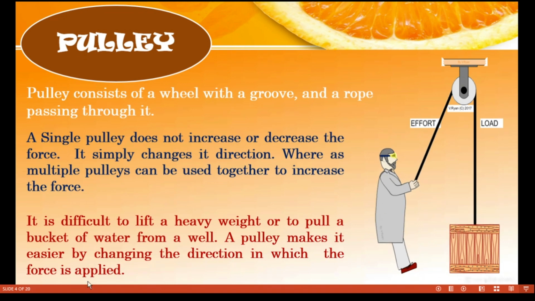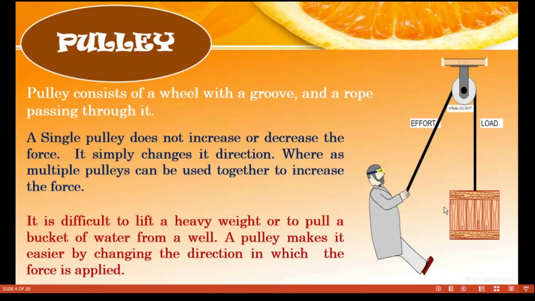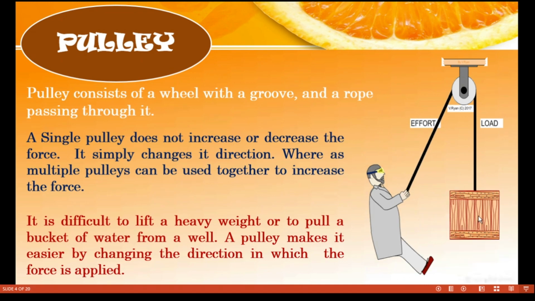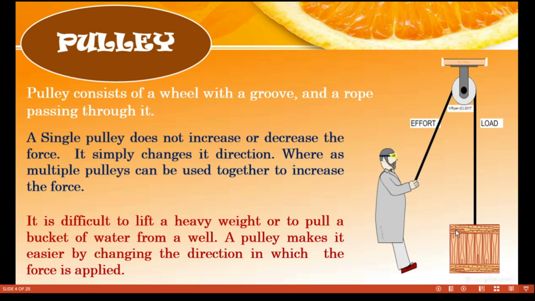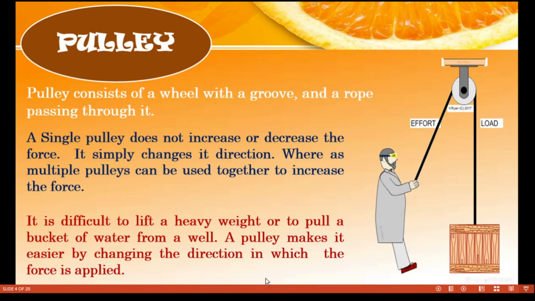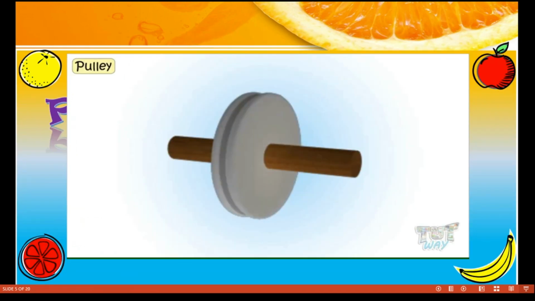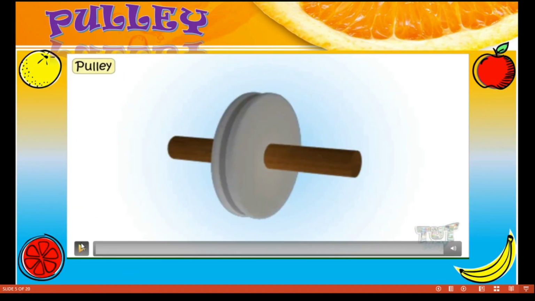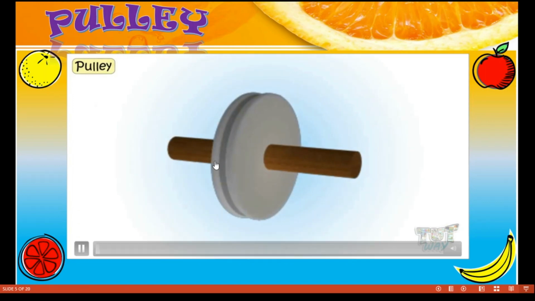Look at the pictures. This is a heavy weight, and this man is trying to pull it in order to load it maybe onto a vehicle. A pulley helps him in order to lift this heavy load. So look at the video. This is nothing but the pulley.